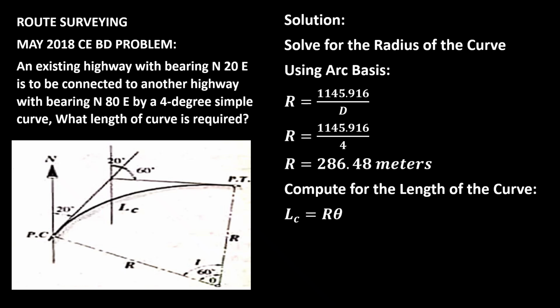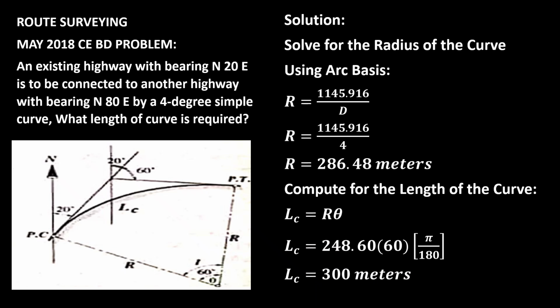Now let us solve for the length of the curve. For our solution, L sub c is equal to 248.60 times 60 times pi over 180. Then finally, our length of the curve is equal to 300 meters.